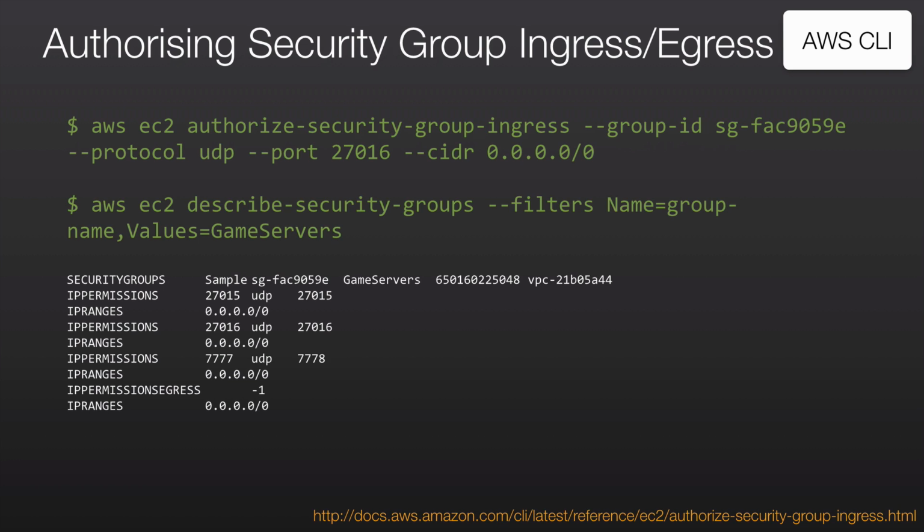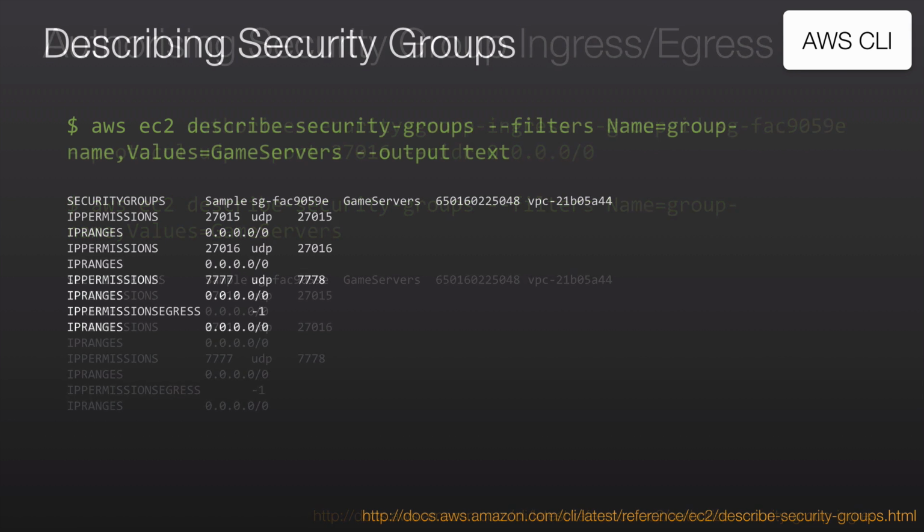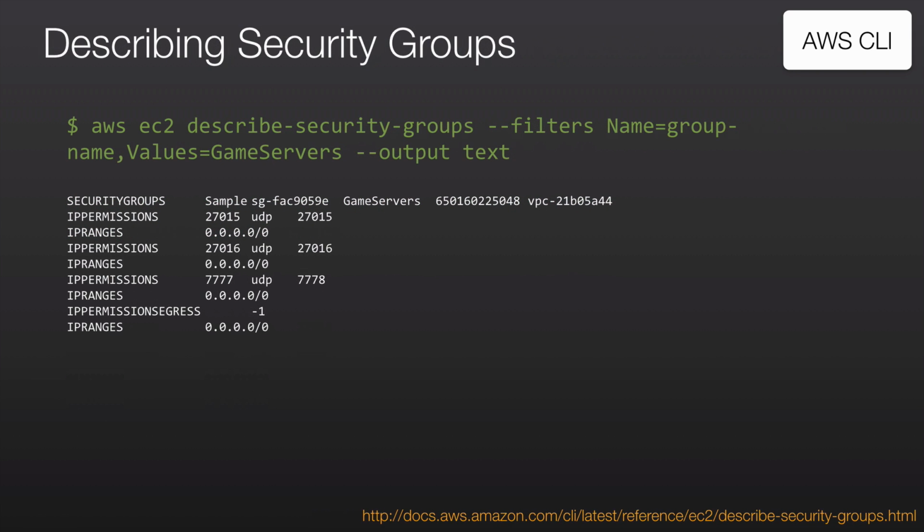So I'm taking the group ID that was returned to me on the prior slide. I'm using that to authorize the UDP traffic on port 27016 from any source address. And I can then use describe-security-groups with a filter option to give a name and a value for that key. Name is group-name, and the value in this case would be game servers. Output that in text, and that'll return back to me, and you can see my additional security groups being created there, 27016 UDP. So that just describes how to work with security groups using the CLI.